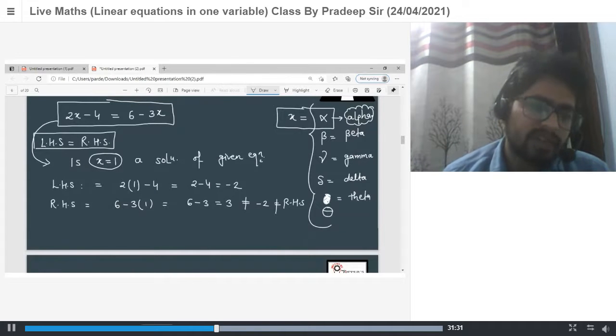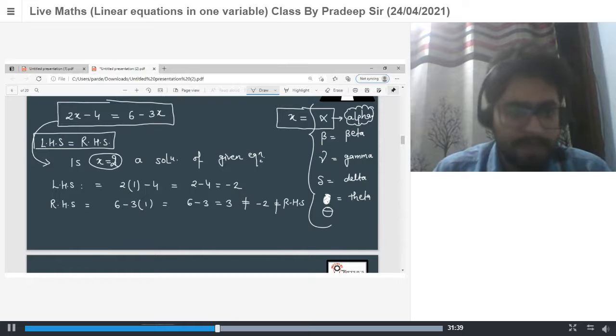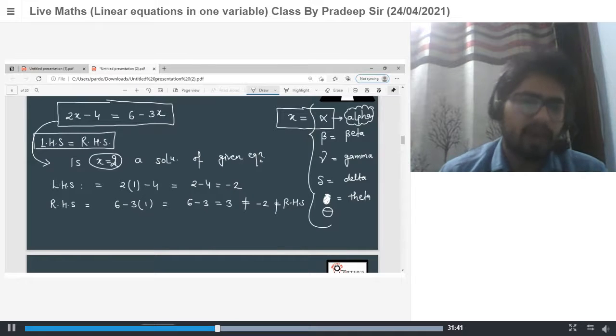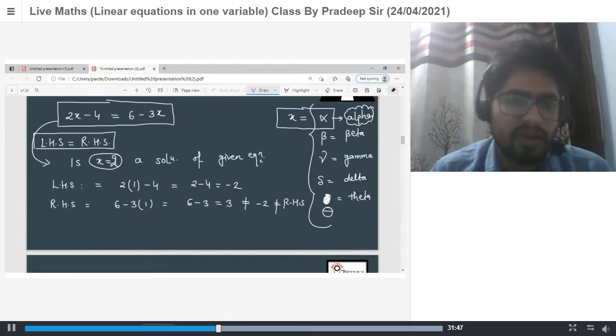So tell me, let's say our question is, is x equal to 2 a solution for the given equation? Yes, very good. How? Put it in again: LHS will become 0 and RHS is also equal to 0. So this is your solution for the given linear equation.